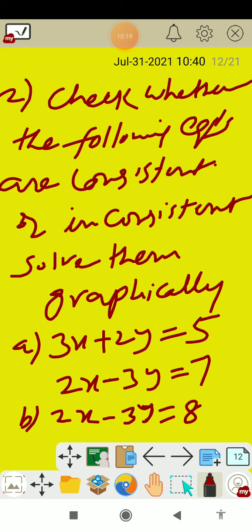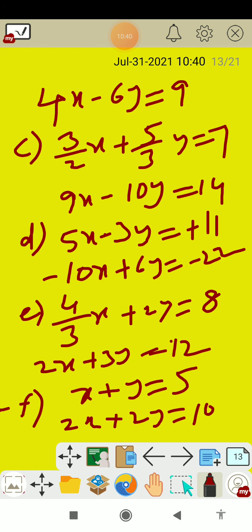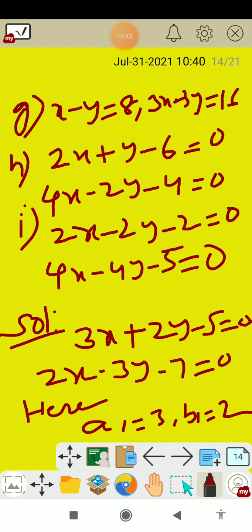Now the second problem: check whether the following equations are consistent or inconsistent. Solve them graphically. The equations are: a, 3x plus 2y equal to 5, and b, 2x minus 3y equal to 7. For the first problem's solution, we take 3x plus 2y minus 5 is equal to 0 as one equation, and the second equation 2x minus 3y minus 7 is equal to 0.